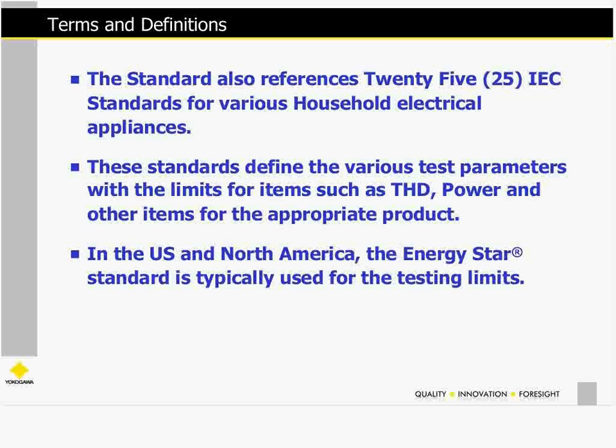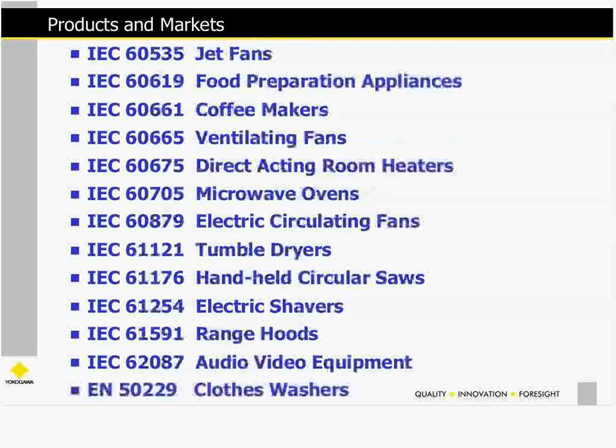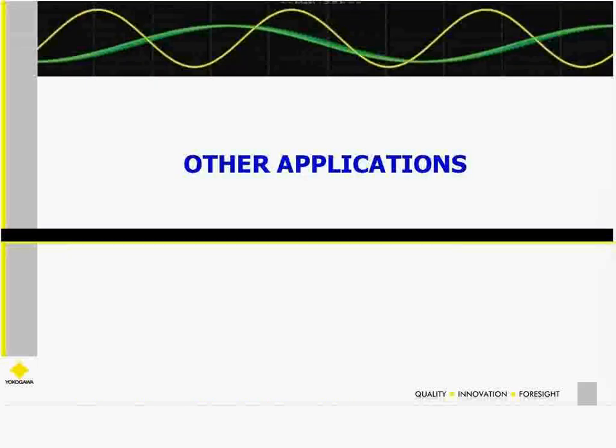Now, this standard refers to 25 different household electrical appliances, so it really breaks it down into each one. It pretty well follows the Energy Star standard from the U.S. and North America. I'm not going through each one of these, but you can see all the additional standards and how each one of these has its own set of test measurement criteria, for any type of household appliance. Let's look at some other applications.